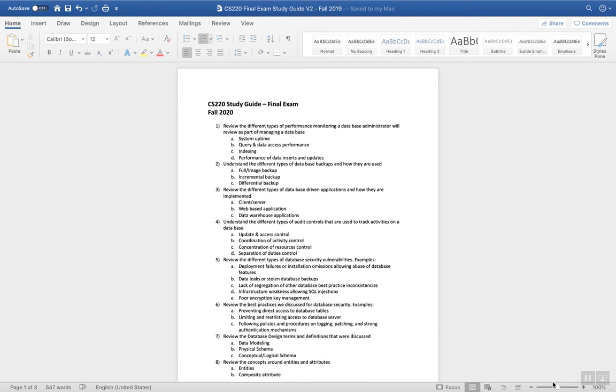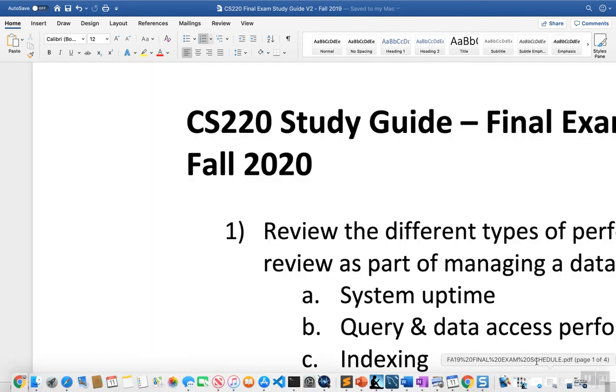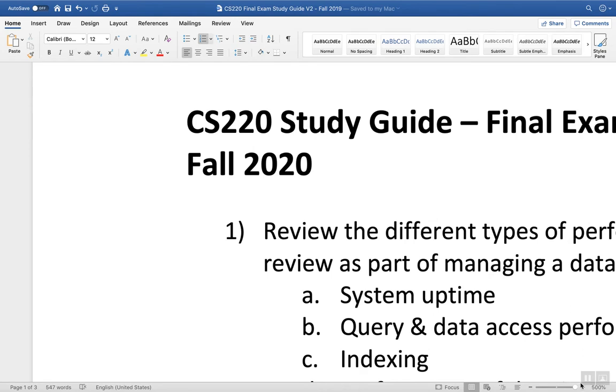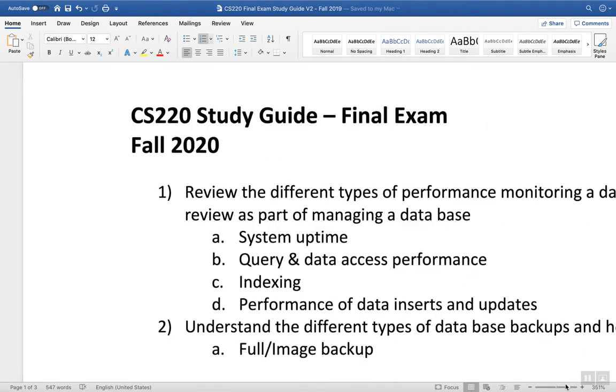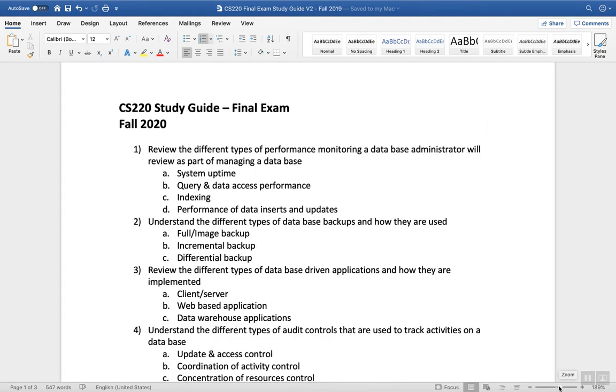Okay, so I posted this study guide for the final exam a couple days ago. I just wanted to do a quick recording of some notes, basically some additional points you want to consider as you're going through this as prep for the final exam.